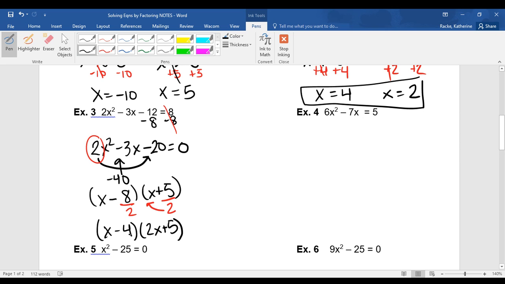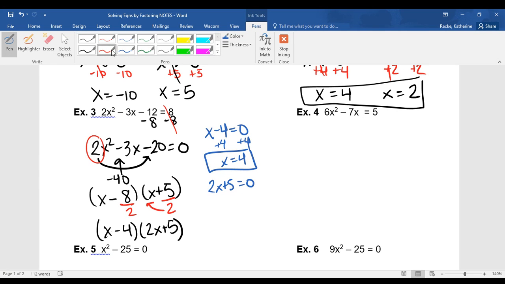Now I'm going to need to set each of these factors equal to 0 and solve. So x minus 4, again, it's always opposite of what the number is, so it's negative 4, so we're going to have to add it over to give us a positive 4. So there's one of your factors. Now we need to do 2x plus 5 equal to 0 and solve for x.